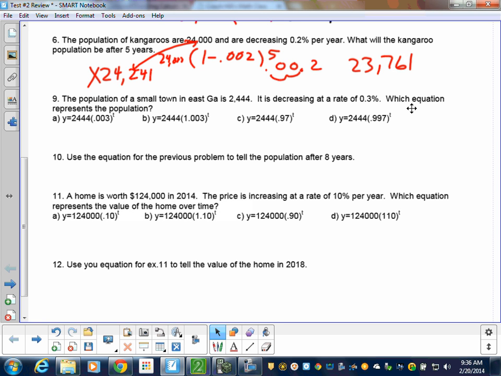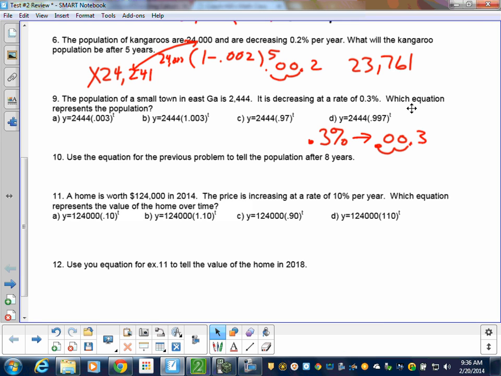The population of a small town in East Georgia is 2,000. It's decreasing at a rate of 0.3%. Again, the first thing that you have to do is move the decimal 2 places left. So 0.3%, right now the decimal's right there. If I want to convert that to a decimal, I have to take that 0.3 and move it over here. So it becomes 0.003.